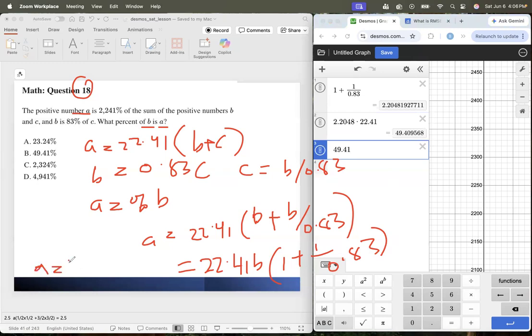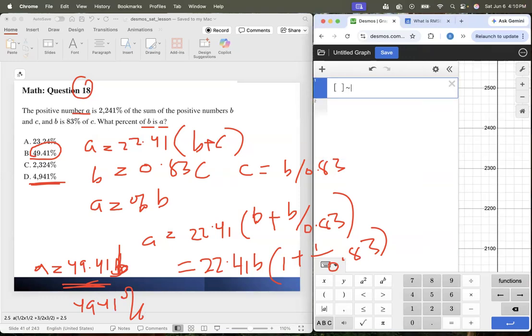So that value A is equal to 49.41 of B. And they're asking you for percentage. Remember, don't pick this. This is wrong. They're asking you for percentage. Therefore, it's going to be 49.41%, and that is the answer choice. But it depends on how you're going to do it. There can be so many ways you can do it. You can even use Desmos to do that.